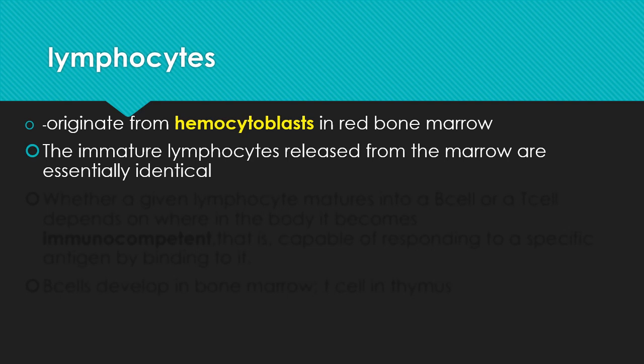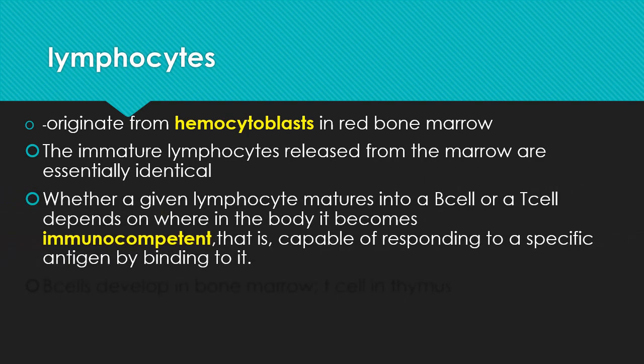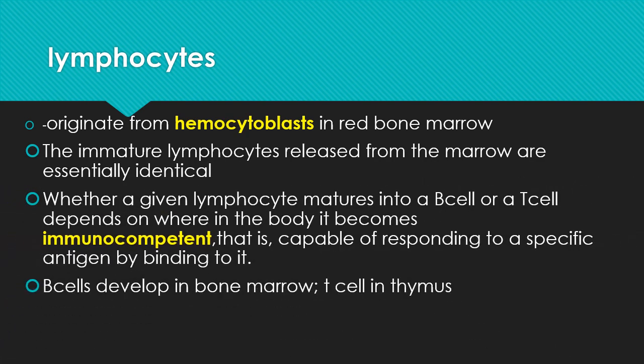Lymphocytes originate from hemocytoblasts in red bone marrow. The mature lymphocytes released from the marrow are essentially identical. Whether a given lymphocyte matures into a B cell or a T cell depends on where in the body it becomes immunocompetent, that is, capable of responding to a specific antigen by binding to it. B cells develop in bone marrow, T cells develop in the thymus.